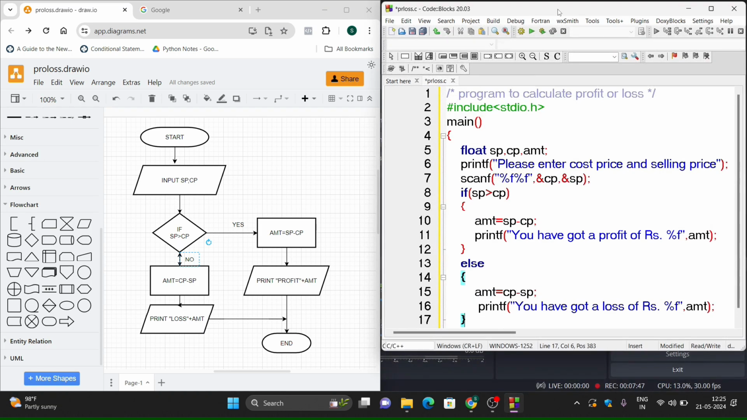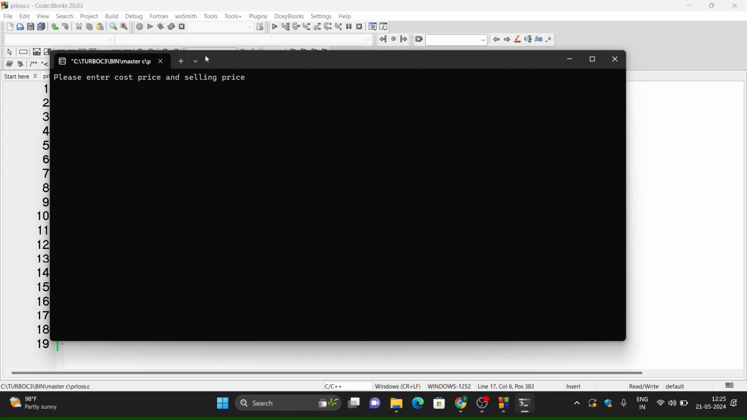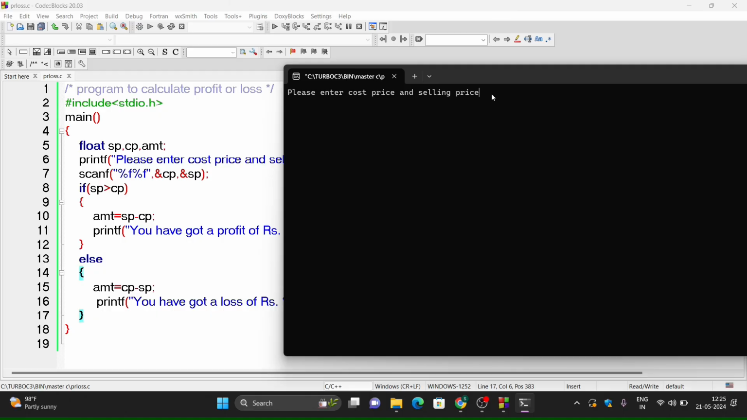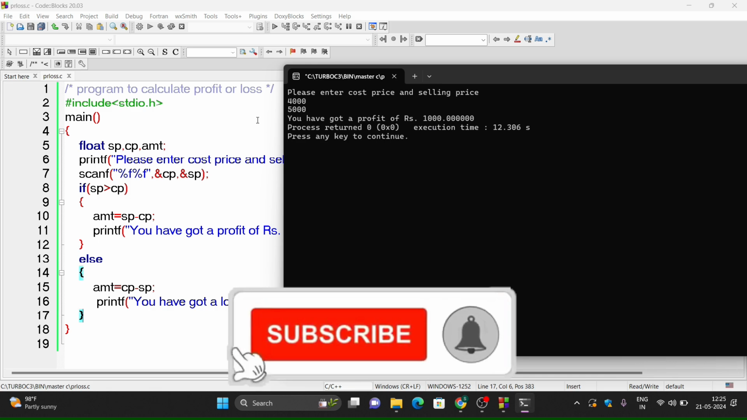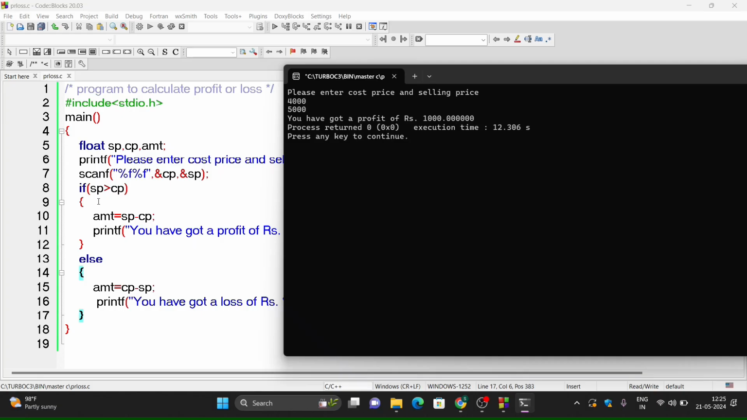So let us run the program now. Please enter cost price and selling price. Suppose I enter cost price as 4,000 and selling price as 5,000. See here, you have got profit of rupees 1000. Here cost price CP is 4000, SP is 5000. 5000 is greater than 4000, the condition is true. Hence amount will be equal to 5000 minus 4000, which is 1000, and after that a message that you have got profit of rupees 1000 will be displayed.